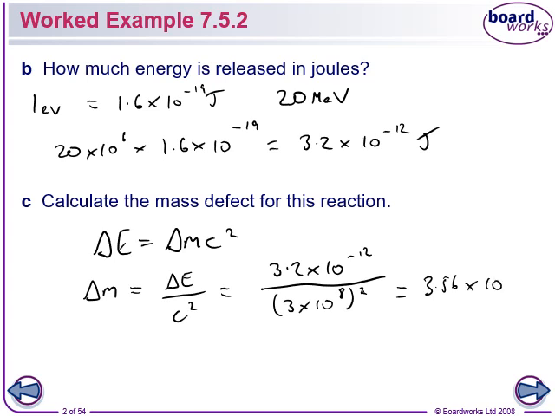3.56 times 10 to the negative 29. That sounds better to me. If you didn't get that, make sure you're squaring your speed of light underneath. I reckon that's where you might have gone wrong. And that is mass, so it's in kilograms. So in this reaction, we are only losing 3.56 times 10 to the power of negative 29 kilograms, which is a very, very small amount of mass. Well, I guess it's a very small amount of energy as well.